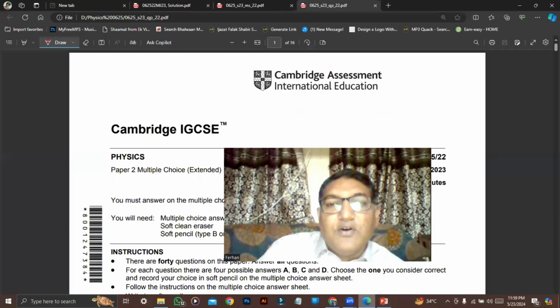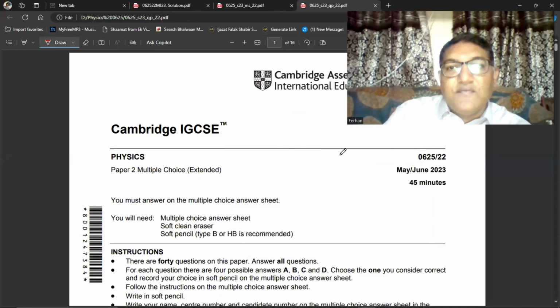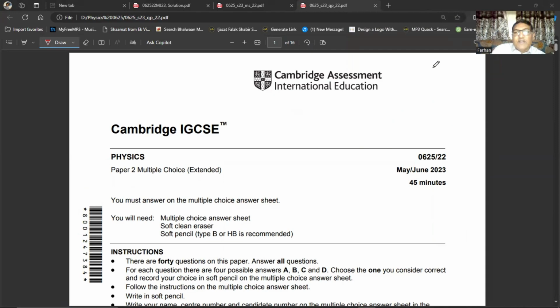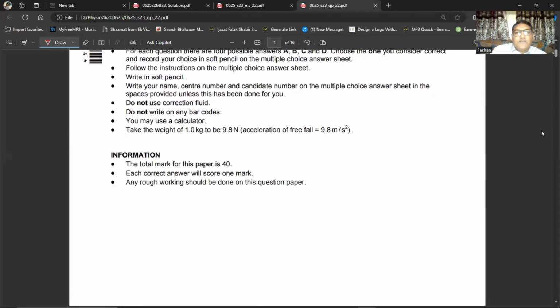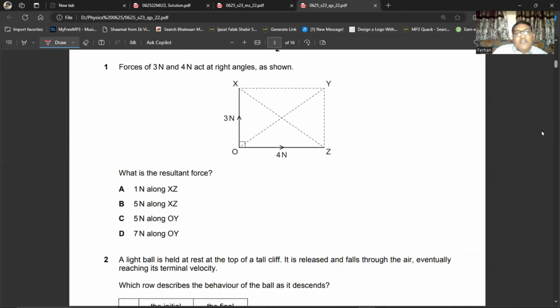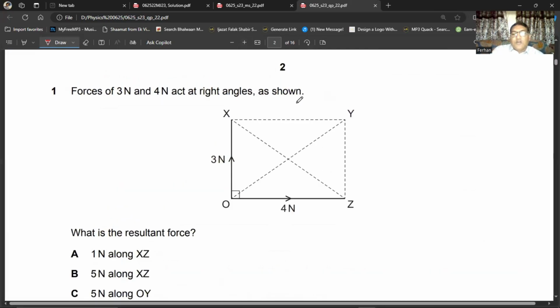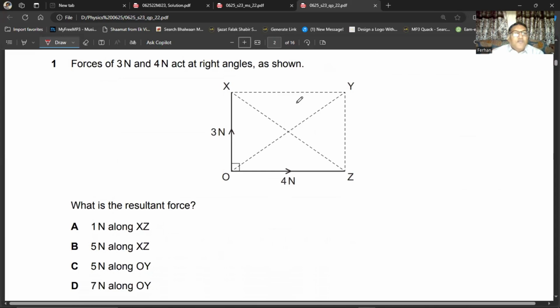Okay, so here we go. This is the paper which is showing up on your screen, May-June 2023 Paper 2. The g value in this paper we will take as 9.8 meters per second squared. Question number 1 is showing up on your screen.